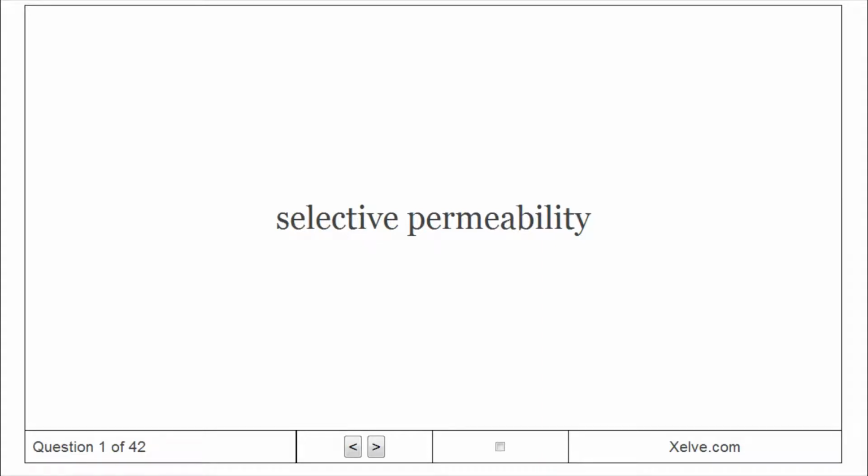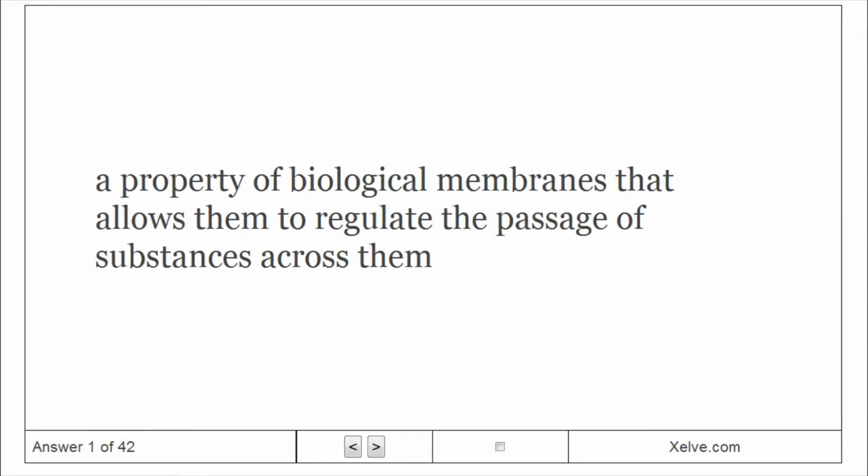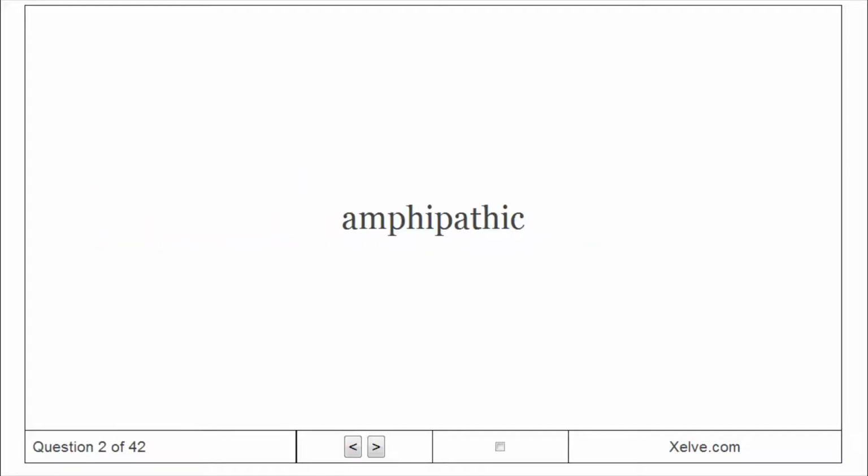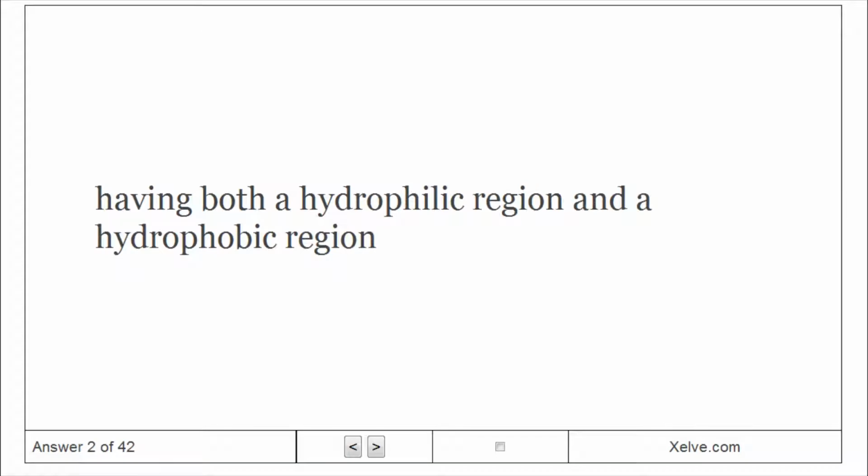Selective permeability, a property of biological membranes that allows them to regulate the passage of substances across them. Amphipathic, having both a hydrophilic region and a hydrophobic region.